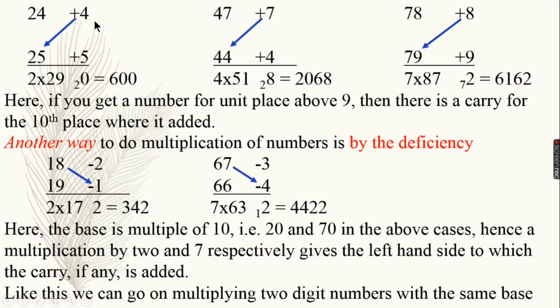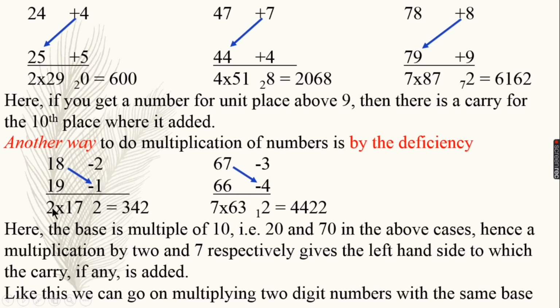Another way of doing these same numbers is to take the deficiency. Here you have 18 and 19. You could have taken 8 plus and 9 plus about 10. But if we take 20 as the base, then we have a deficiency of 2 for this number and a deficiency of 1 for this number. So minus 2 into minus 1 gives you plus 2. Then you subtract 2 from 19, and you get 17, because 20 is the base.